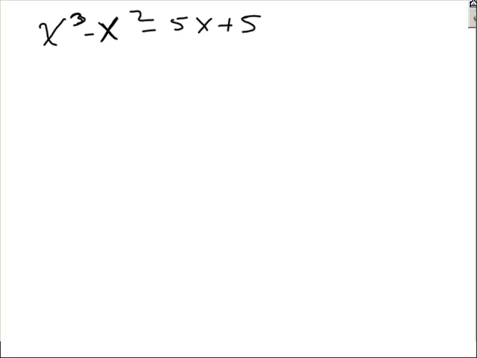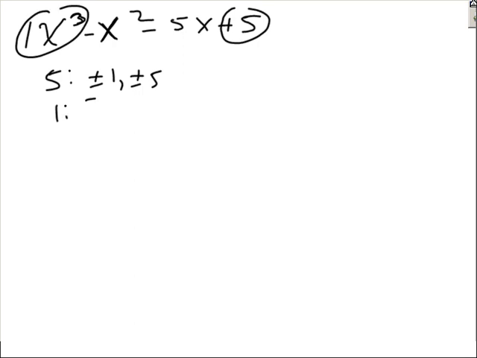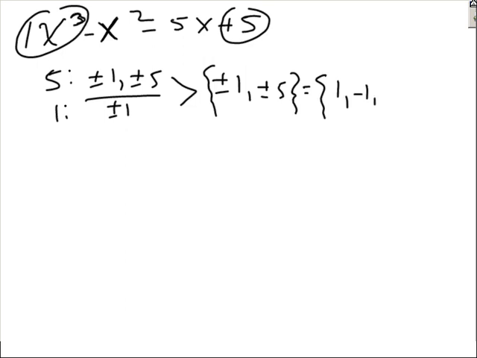Okay, so nonetheless, find the numbers that go into 5, which are just plus minus 1 and plus minus 5, and find the numbers that go into that understood 1, which are just plus minus 1. So the possible zeros are plus minus 1, plus minus 5. Those are the set of possible rational zeros. That is 1, negative 1, 5, negative 5. Let's try some of them. Let's try 1.